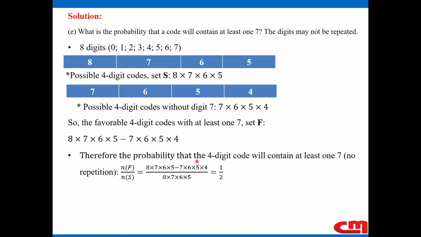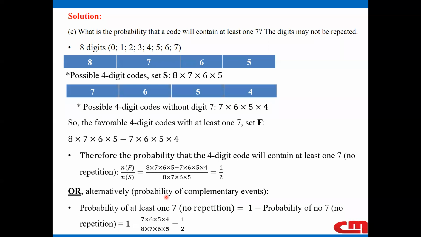Therefore, the probability that the 4-digit code will contain at least one 7, no repetitions, is the number of favorable outcomes over the number of possible outcomes. Our favorable outcome is set F, which is what I've copied here, over the possible outcome, which is this set S. This simplifies to 1 over 2.